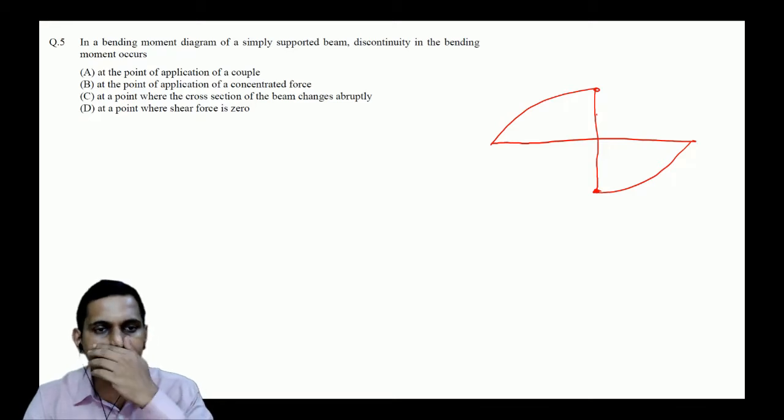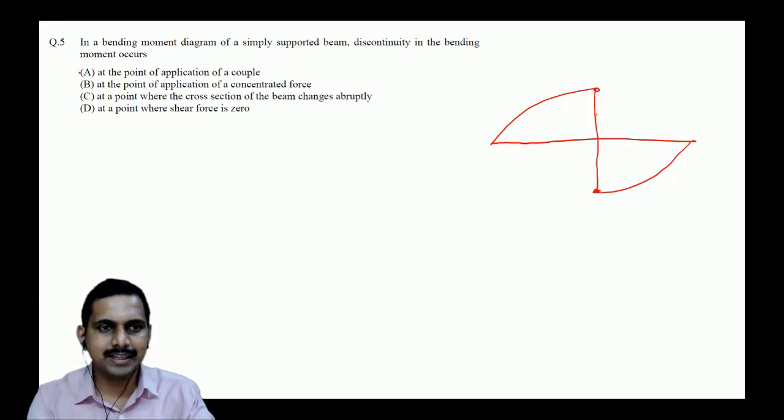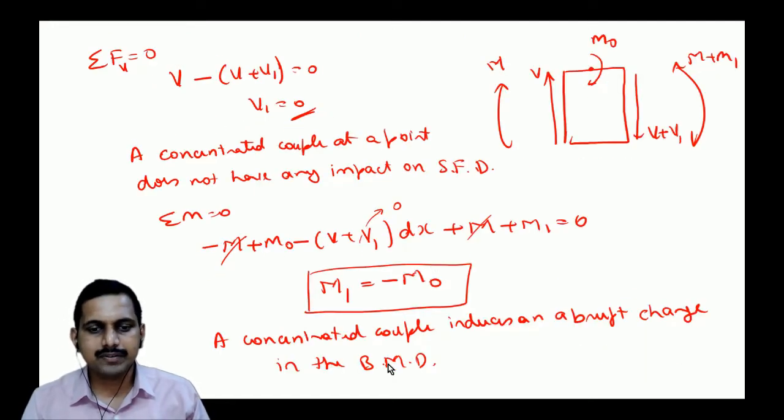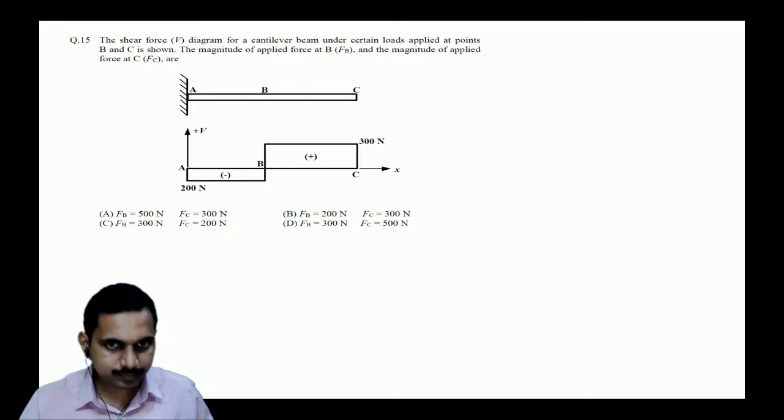Okay, so now tell me, what does it mean? What's the answer? A is the answer. We have done that yesterday, is it not? When there is a moment which is acted, we have seen a concentrated couple induce an abrupt change in the bending moment diagram. So A is the answer. Very good.